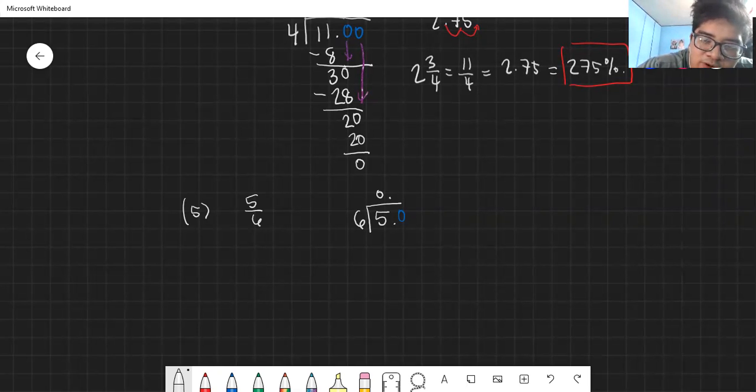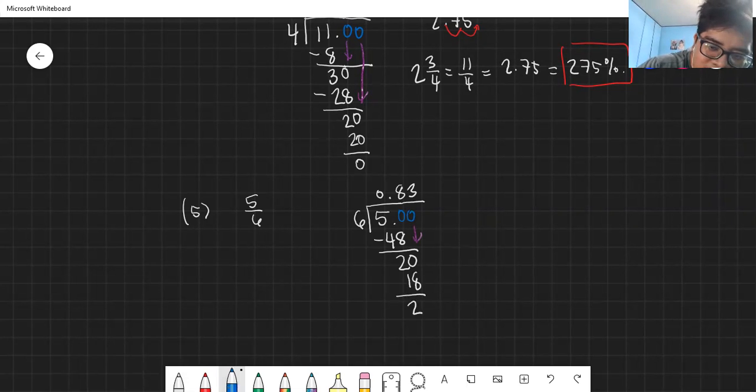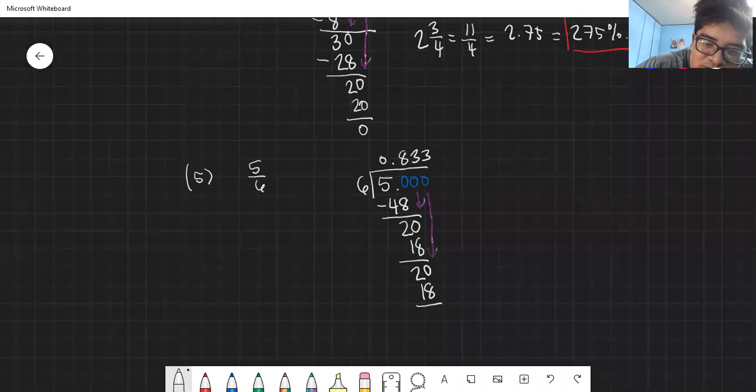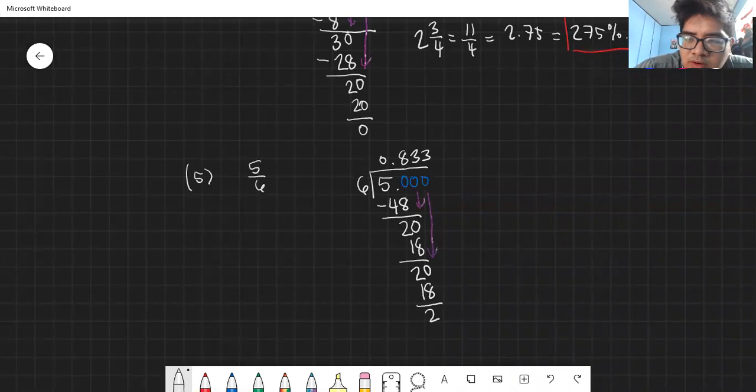And 50 minus 48 is 2. Add a 0. Bring down that 0. So, magiging 20. 20, ilang 6 meron ng 20? Tatlo. 3 multiplied by 6 is 18. So, 2. Add another 0. Bring down that 0. Magiging 20 again. So, 20, ilang 6 meron ng 20? Tatlo. 3 multiplied by 6 is 18. So, 2 again. So, you are noticing that this is a, ano to?